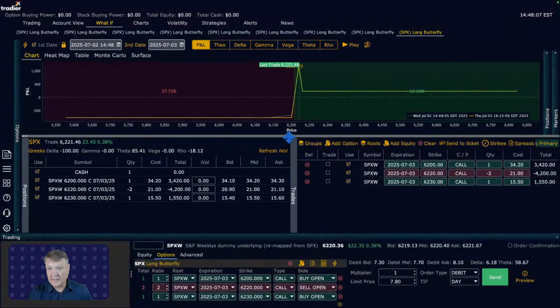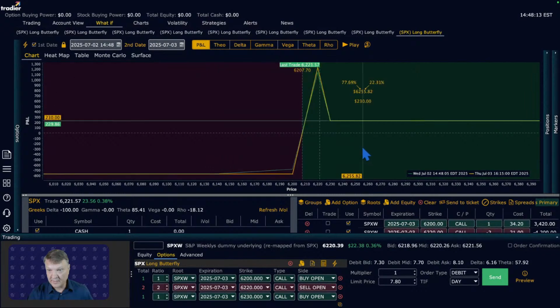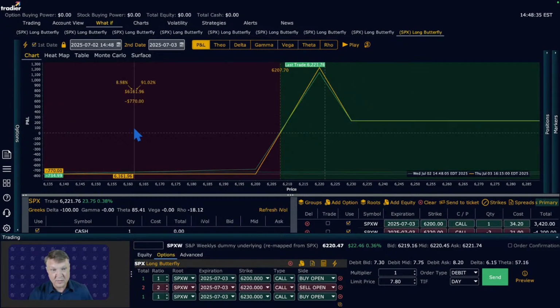So our total risk on the standard butterfly, 20 points wide, was $325. Our total risk on the open wing butterfly is $780. But what I like the most about this is we open that wing quite a bit. So if the market goes above 62.30 in this instance, we're going to make $230.